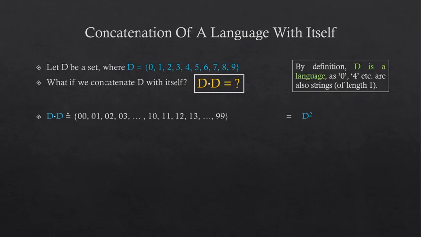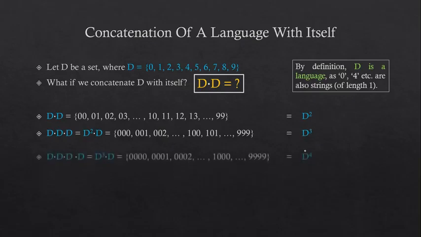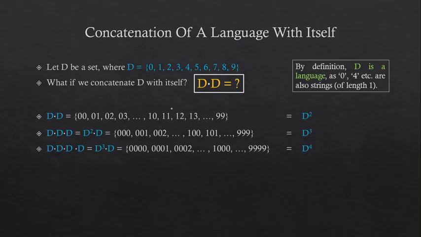Similarly, if we concatenate D one more time, we'll get everything from 000 to 999, and this set is going to be referred to as D cube. If we do it one more time, we'll get D to the power 4. So what do you think is going to be the set D to the power n?